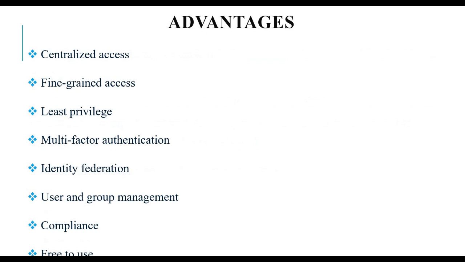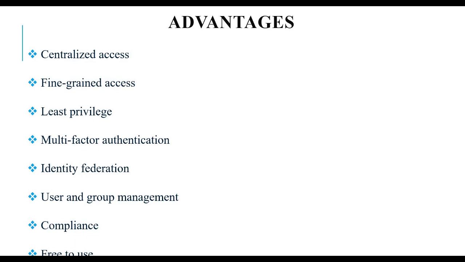The next is advantages of IAM policies. The advantages are centralized access, fine-grained access, least privilege, multi-factor authentication, identity federation, user and group management, compliance, and free to use. These are all the different advantages. Let's see one by one. The centralized access: IAM provides a centralized control plane for managing access to AWS resources. The next is fine-grained access. IAM allows you to set and manage the access control for your workloads.